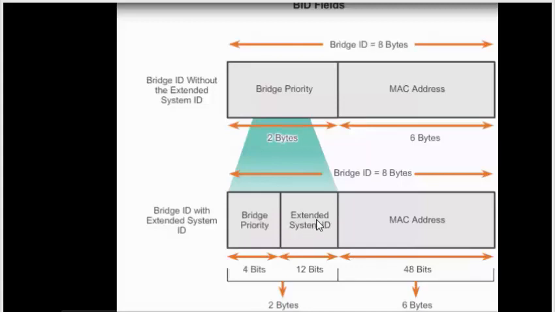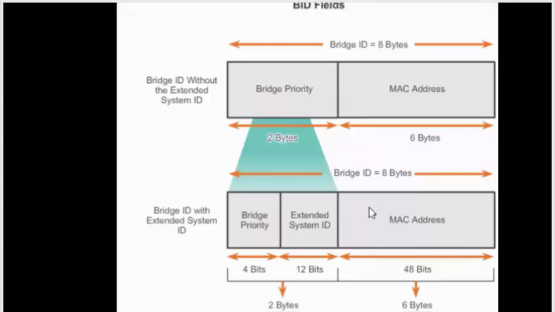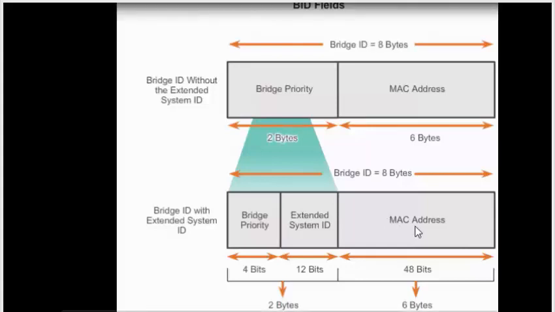When two switches are configured with the same priority and the same extended system ID, the switch with the lower MAC address determines the lower bridge ID, and the switch with the lower MAC address in this instance becomes the root bridge.